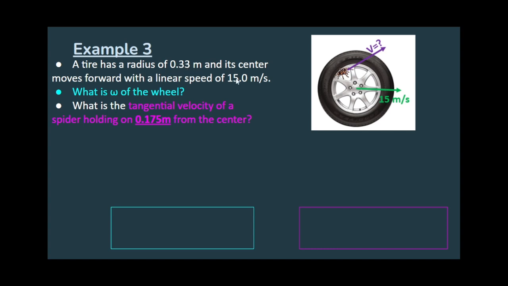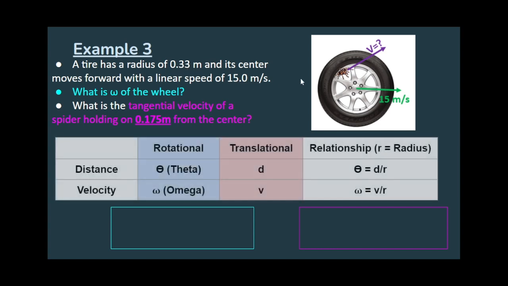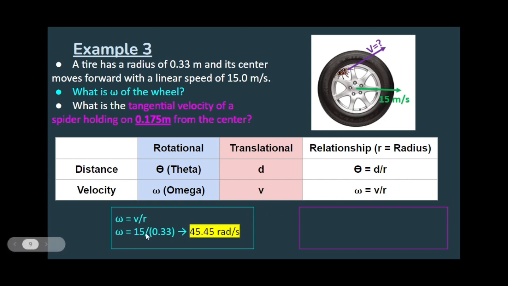We're given meters and we're given meters per second. So we know from the last slide that distance can be related by saying that theta is equal to d over r, and velocity with omega equal v over r. So if we use that equation, we can plug in our variables and see that velocity is equal to 15 and the radius is 0.33. So I just plug in 15, divide by 0.33, and I find out that omega, or the angular velocity, is equal to 45.45 radians per second.